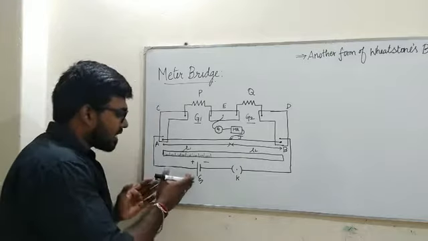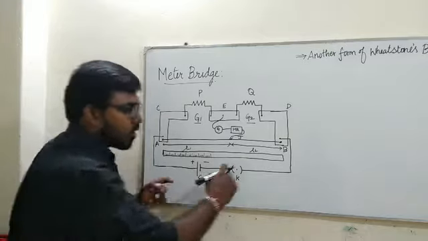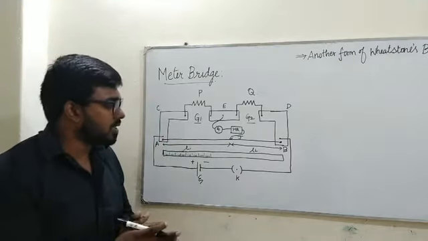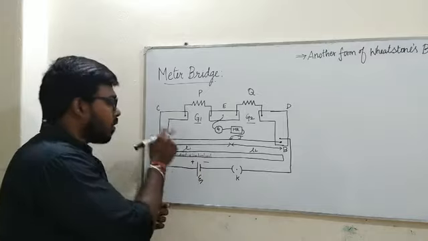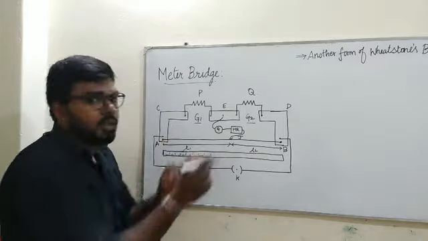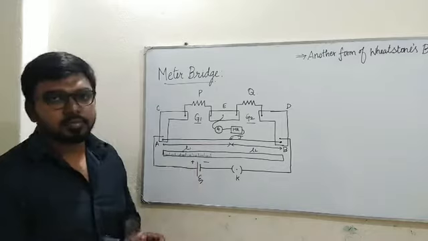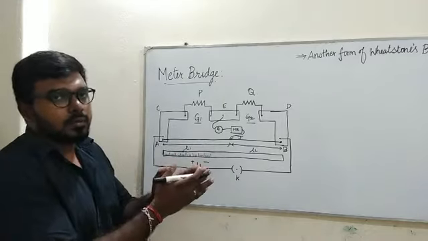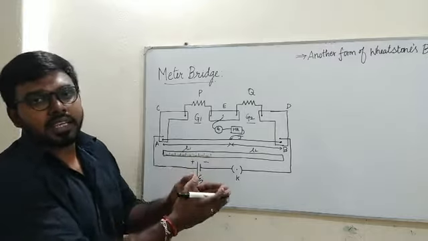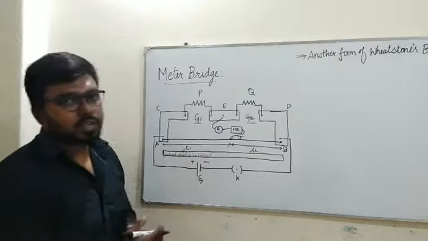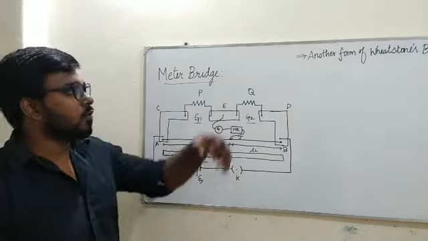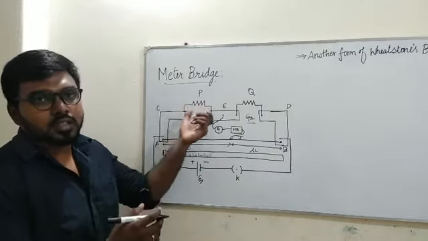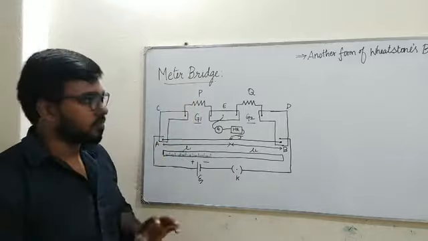And a Leclanché cell and a key are connected across the bridge. Normally, the working of a meter bridge is that a jockey will be moved from end A to B such that at one position the galvanometer shows null deflection. The lengths, as I said earlier, we will be taking as L1 and L2. Using that we will be finding out the unknown resistance, that is the resistance of the resistor P.